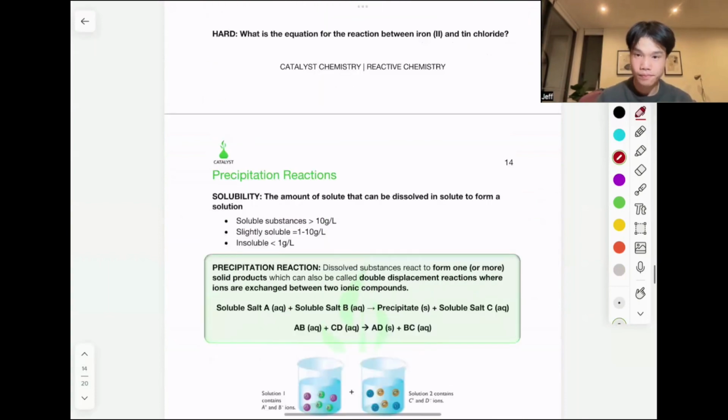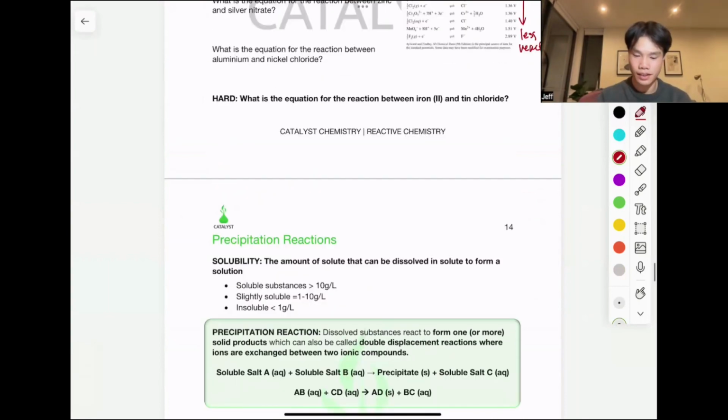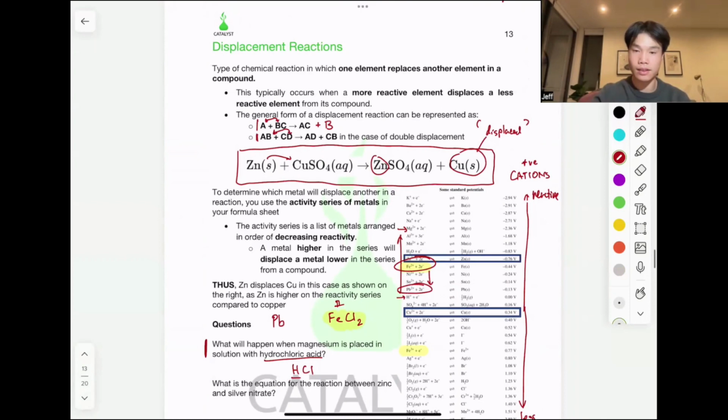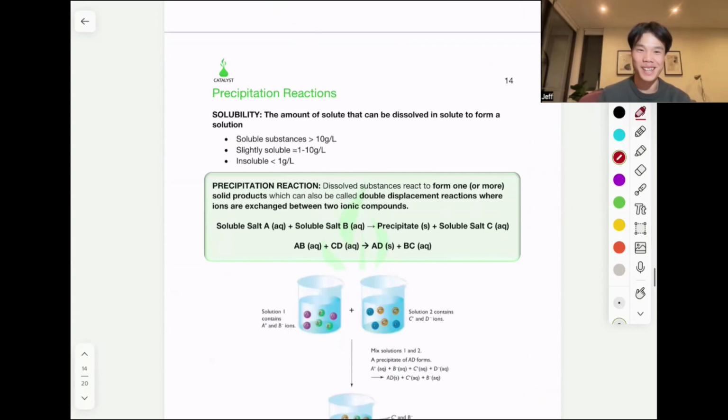I was gonna ask a quick question about the double displacement. Yes. Like, what is produced? How do you know which one's aqueous and which one's solid for the double displacement? Great question. And that leads on to the next part.